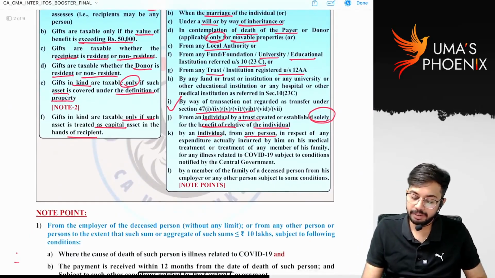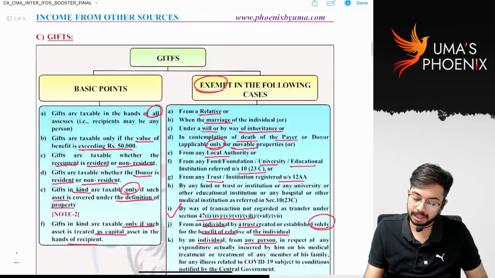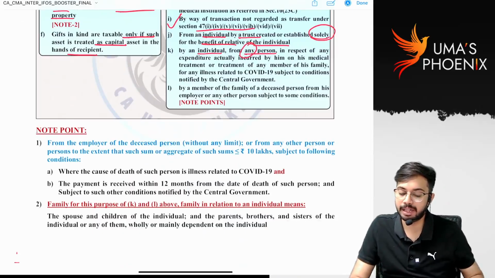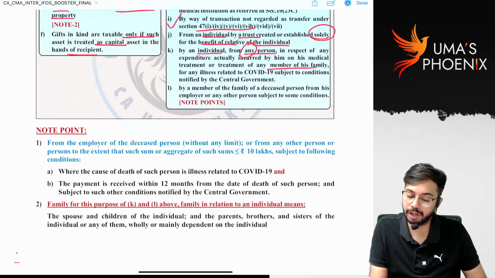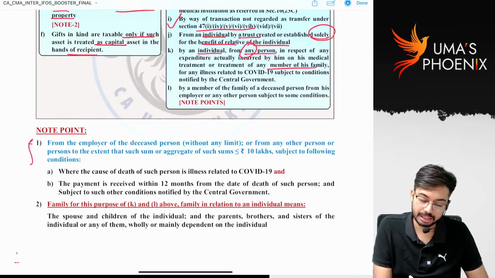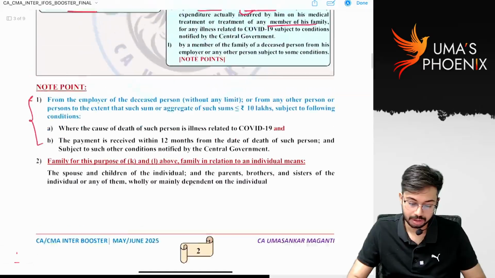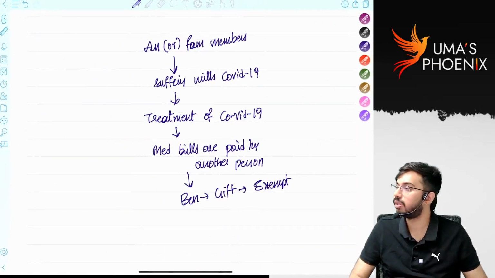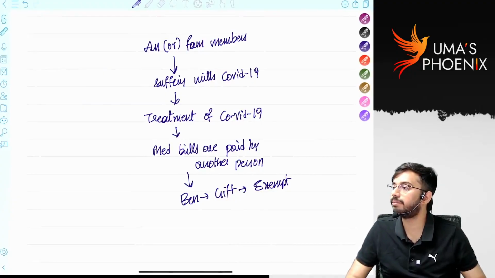Gift received by an individual from any person, that means from any third party, in respect of any expenditure actually incurred by him on his medical treatment or treatment of any member of his family for any illness relating to COVID-19, subject to satisfaction of these conditions. Shall I explain the next point?